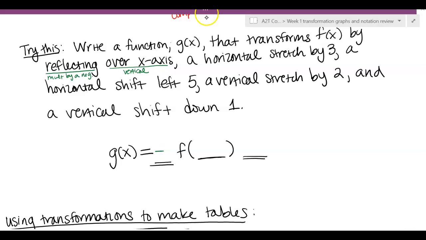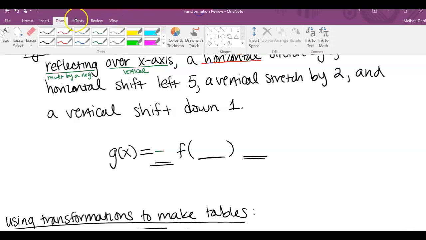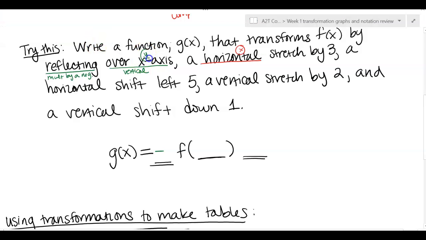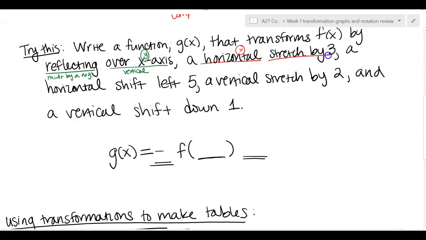The next thing that I see is a horizontal. So this is definitely going to be happening to x, where the last transformation we talked about was happening to the y values. And it's a horizontal stretch by 3. So remember, this comes with the b value, but the horizontal one was tricky. It says stretched by 3, but that means we expect to see a 1/3 as a b value in our equation. So that's going to show up in here like this.